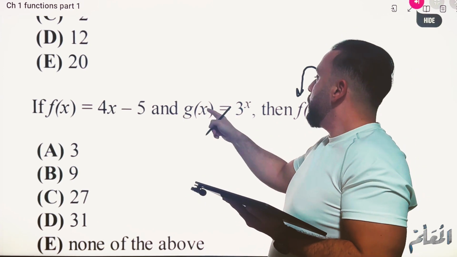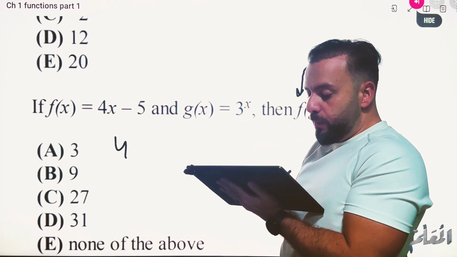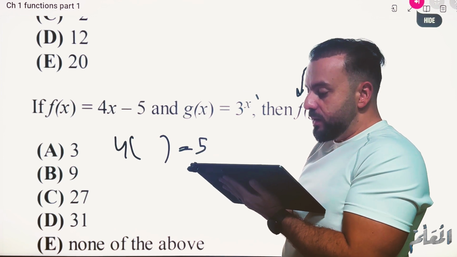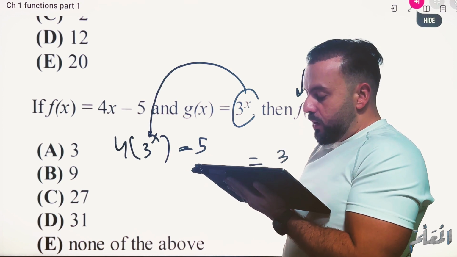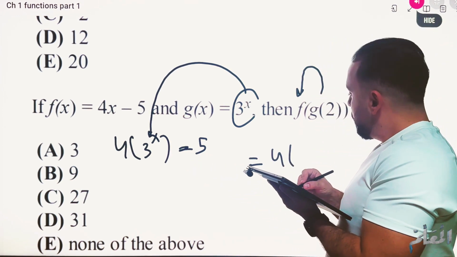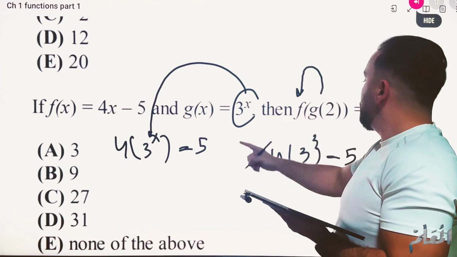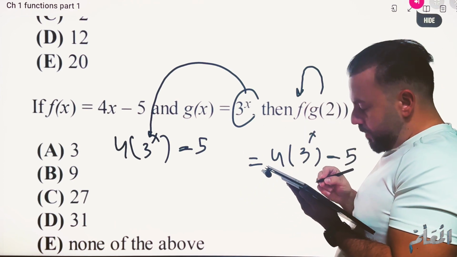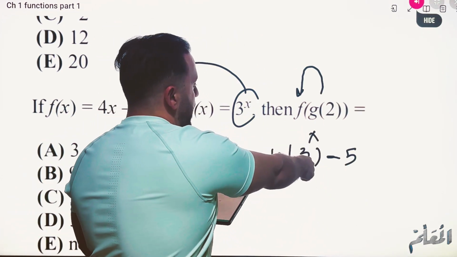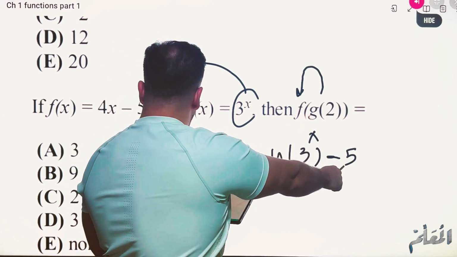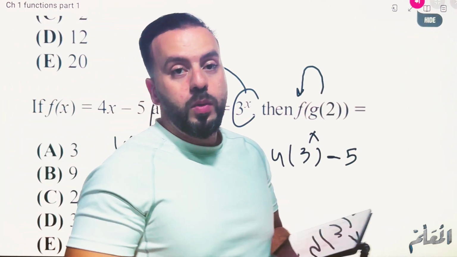In this case, if I want to put g of x inside f of x, in the place of x I'll put brackets. So 4 times, minus 5, and 3 power x will be replaced by x, so 3 power x here. That's going to be 4 times 3 power x minus 5. Now I can put the 2 in the place of x. So 3 power 2 is 9. 9 times 4 is 36. 36 minus 5 is going to be 31. Choice D. This is question 1.